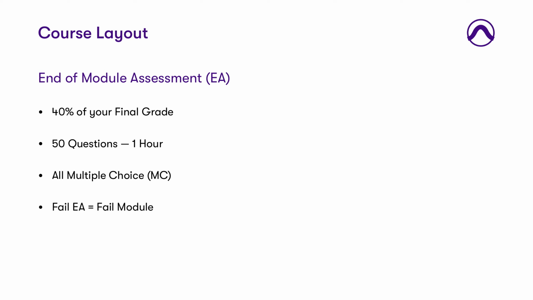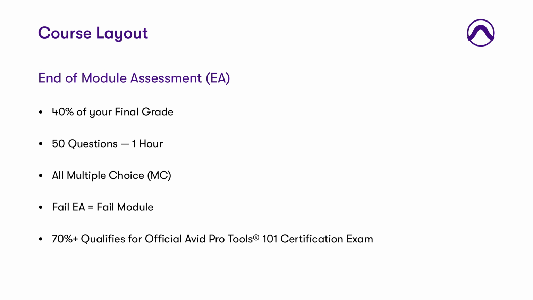In fact, if you score over 70% in the EA, you are eligible to appear for the official Pro Tools 101 exam. It's an exam that usually costs over $5,000 to give, but you're getting an opportunity to do it for free, so don't waste it. Once you clear the Pro Tools 101 official exam, you are eligible to enroll for the Pro Tools 110 course as well, which we usually run in the summers.